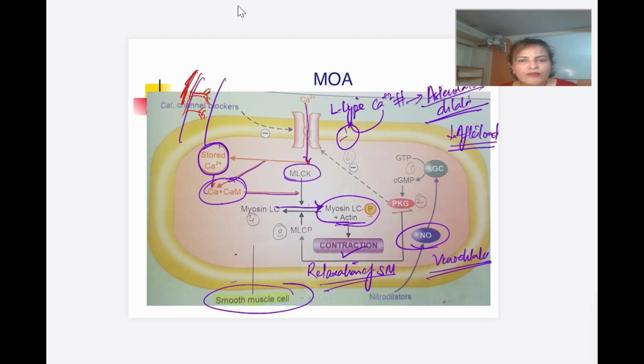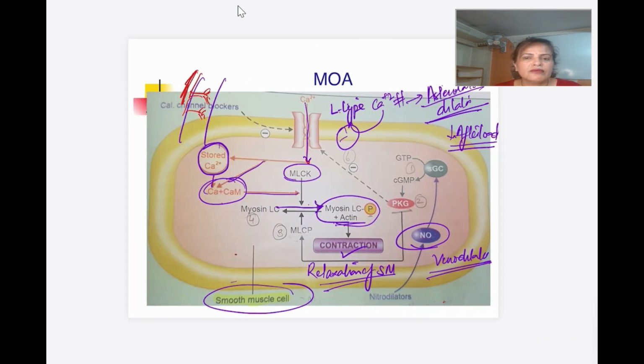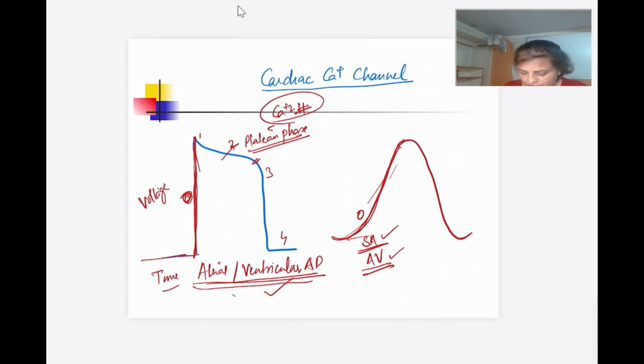They have more affinity, or at low dose they are going to block the smooth muscle cells' calcium channel more evidently, and at that dose they are not going to block the cardiac channel. So dihydropyridines, at the dose which we are going to use for smooth muscle relaxation, that dose is not sufficient to depress the heart.